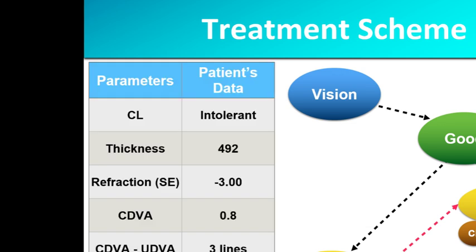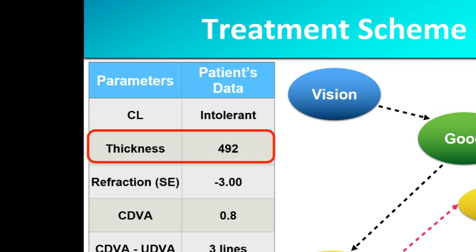Okay. So I fill a table to see the parameters. Now, this patient is intolerant to contact lenses. And his thickness is 492. His refraction spherical equivalent is minus 3. Corrected visual acuity is 0.8. The difference between uncorrected and best corrected is 3 lines, which is more than 2. Potential visual acuity is very good. Kmax is 47. So, because he is intolerant to contact lenses, I'm going to remove contact lens from the options.